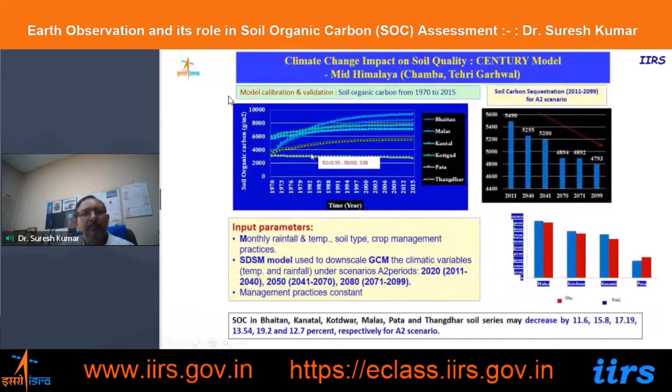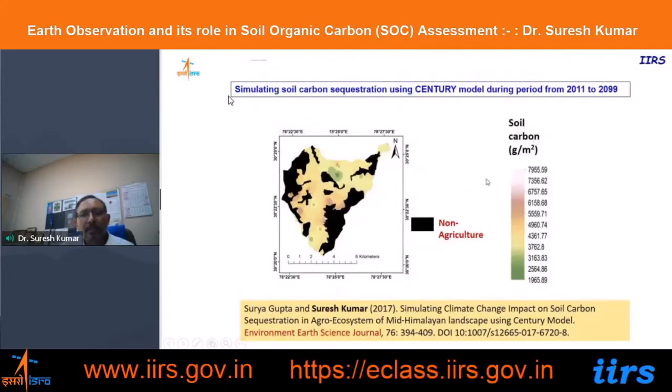This was done using the Century model. We used the Century model, and then we predicted this decrease. This study was published in the International Journal of Environmental Earth Sciences, where you can see in detail how the Century model was used for predicting soil carbon sequestration.